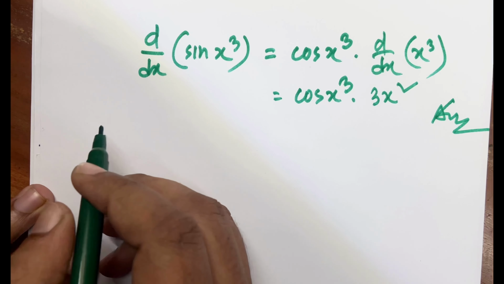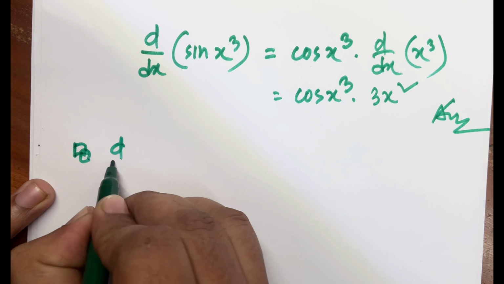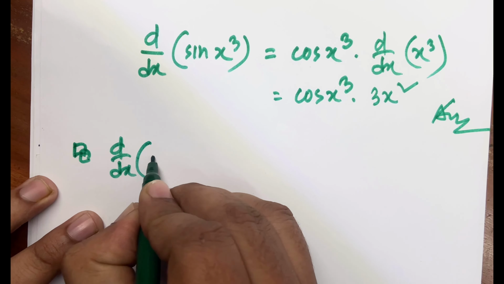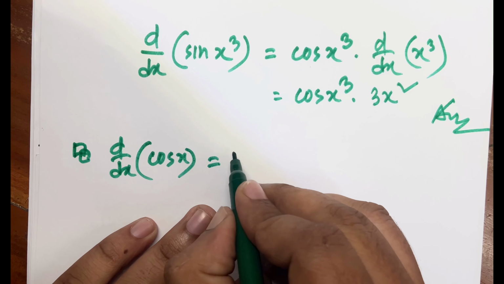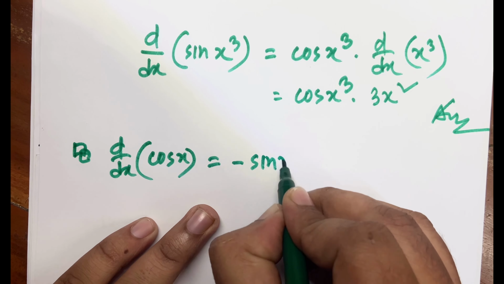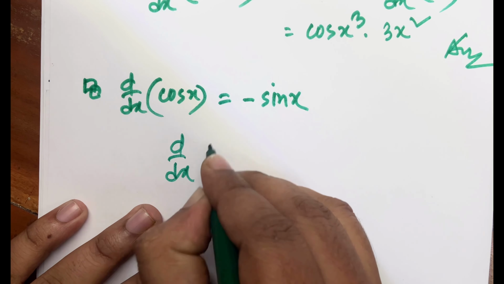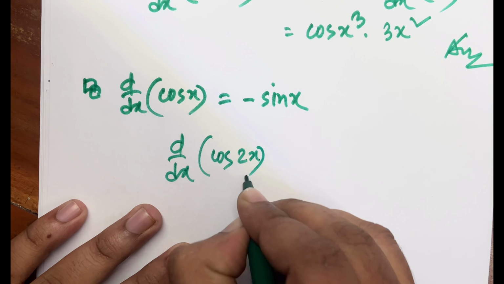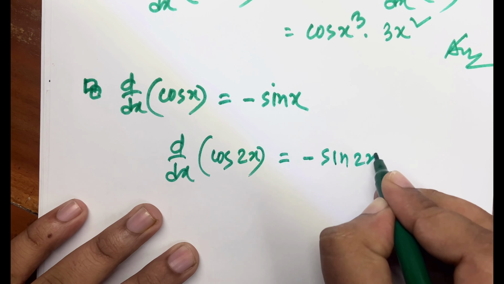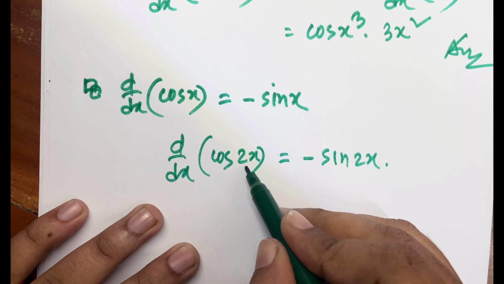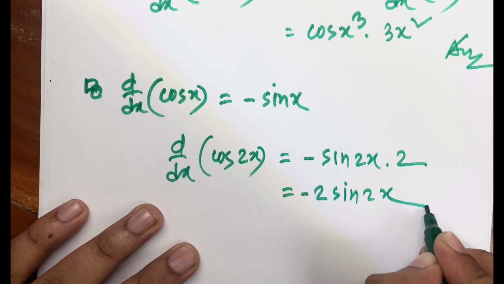Okay, problem. Now third formula, d/dx of cos x. So d/dx of cosine x is equal to minus sine x. So I can solve some problems. Okay, d/dx of cos 2x. Now I can see easily d/dx of cos 2x is equal to minus sine 2x, and if you again take d/dx of 2x, it is equal to 2, so this value is minus 2 sine 2x.